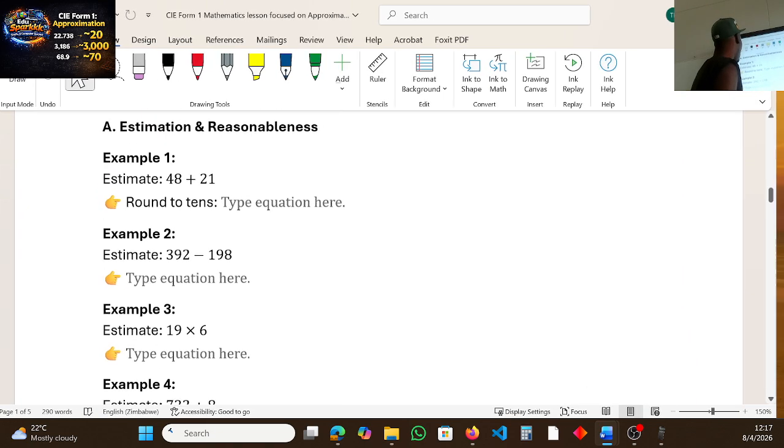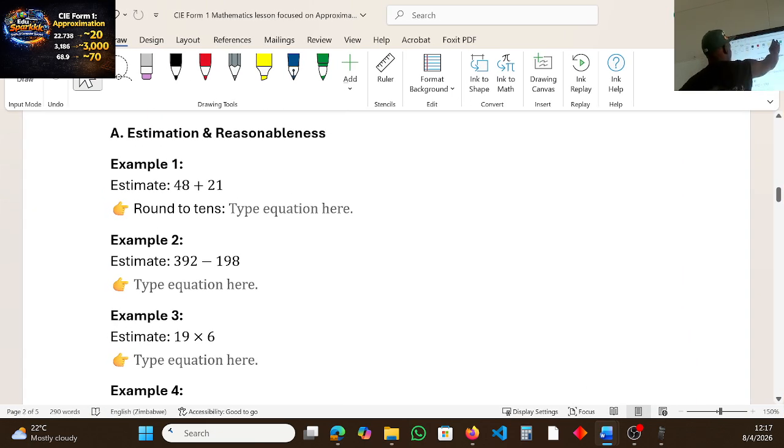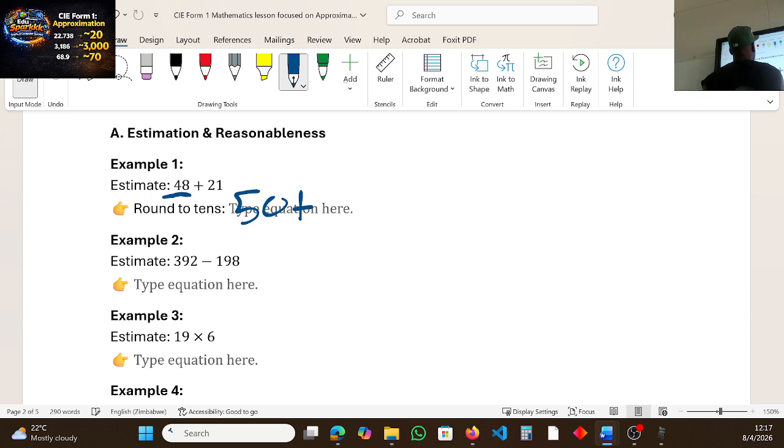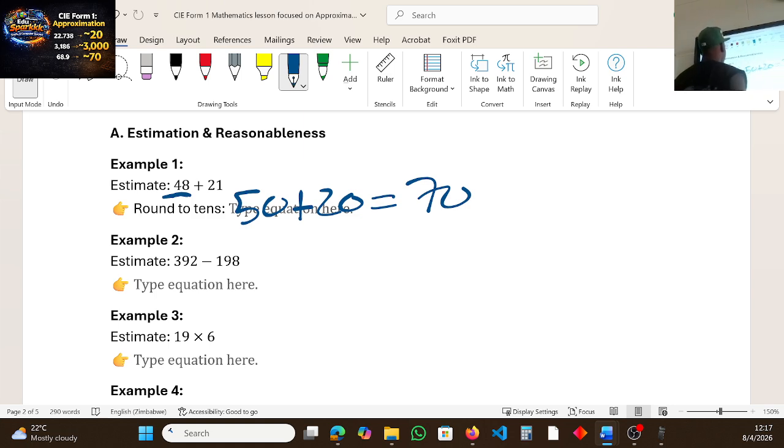So we are starting, and these are just examples where we are touring through. For instance, we are asked to estimate 48 plus 21. As we can clearly see, 48 is closer to 50, which is a multiple of 10, and 21 is closer to 20. So if we are guessing, we are saying this is roughly 70.